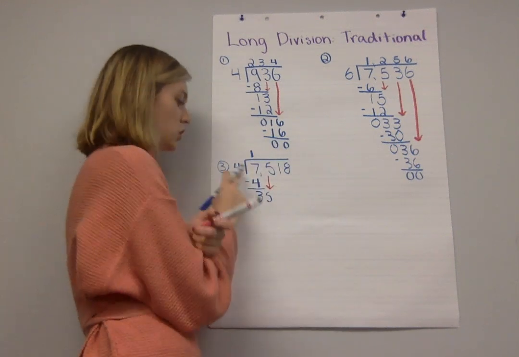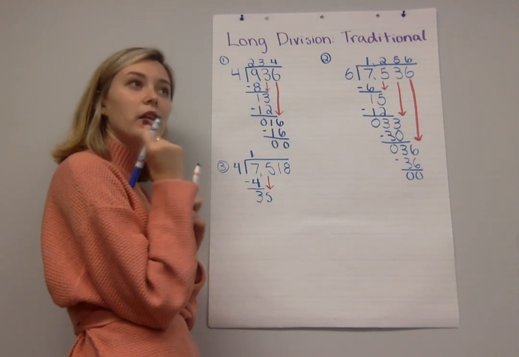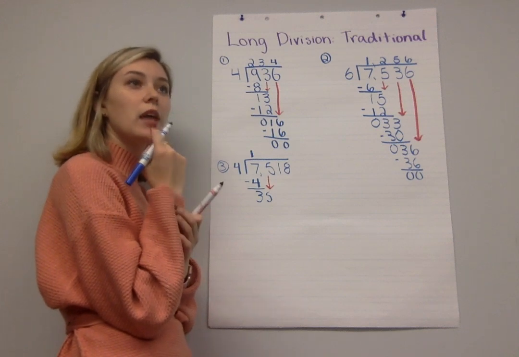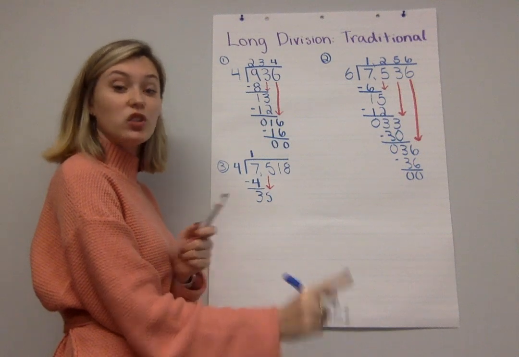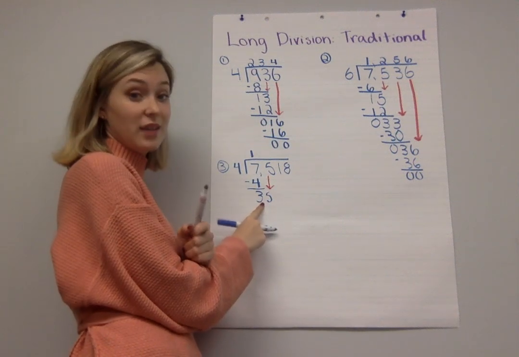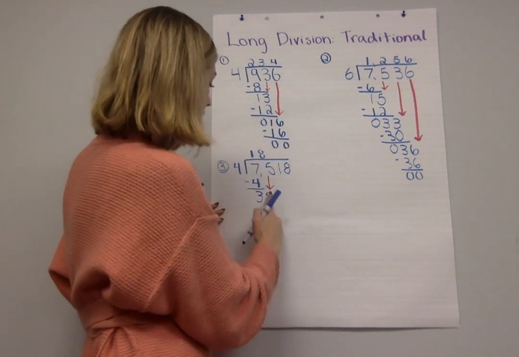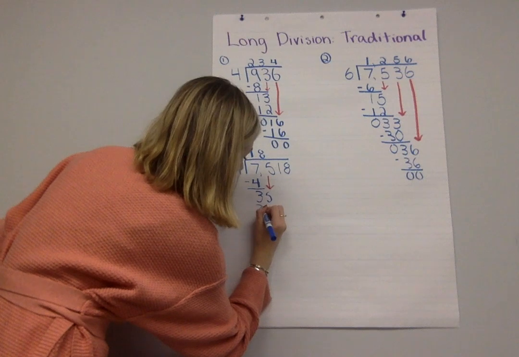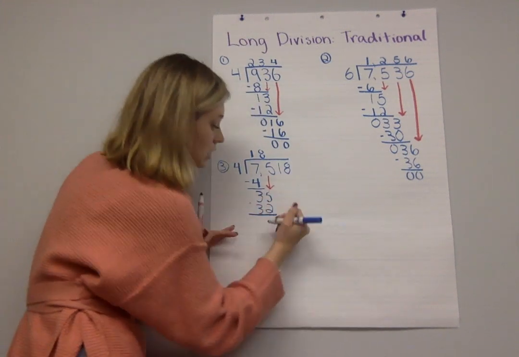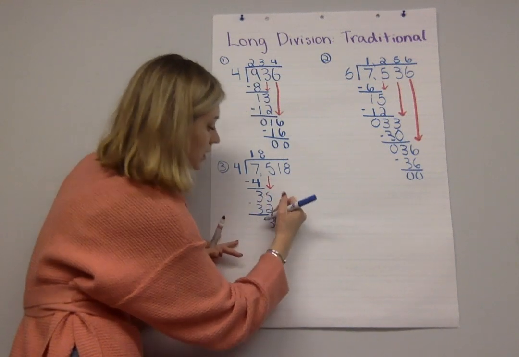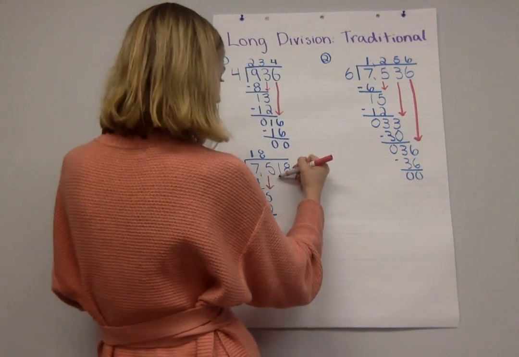How many times does 4 go into 35? Well, I know that 4 times 7 is 28, but I know that 4 times 8 is 32, and that's a lot closer than 7. So let's do 4 times 8, keeping it in my place value. 4 times 8 is 32. I subtract 5 minus 2 is 3. 3 minus 3 is 0. Done with that. Time to bring down my next place value, which is 1.